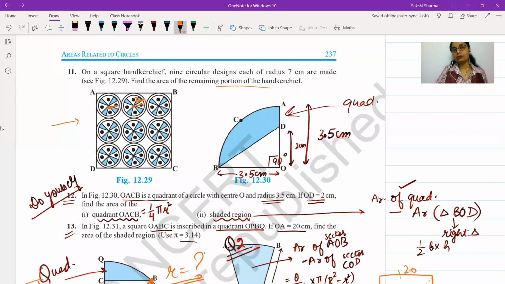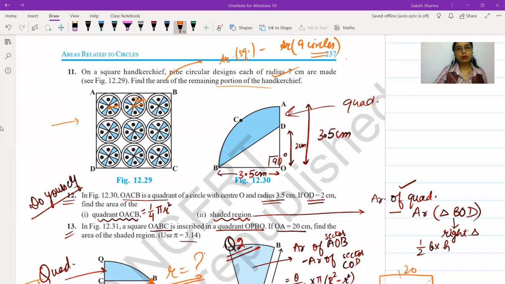So the area of the unshaded part will be equal to the area of this whole handkerchief, which is square in shape, minus the area of these 9 circular designs. This is what we will do. Area required will be equal to area of square minus area of the 9 circles inside. To find out the area of the circles, we have the radius, that's fine. But to find out the area of the square, we need the side of the square, which is not given directly to us, but we can find out the side of the square.